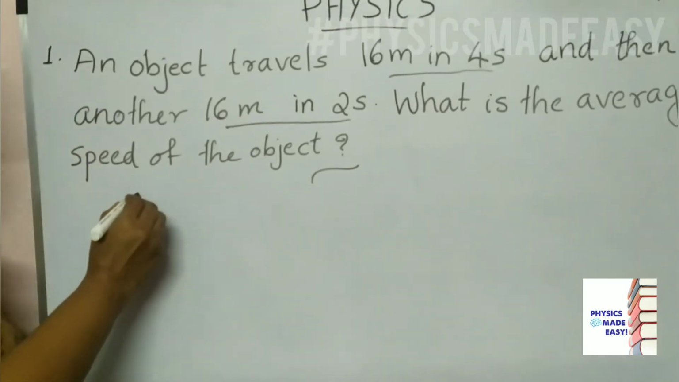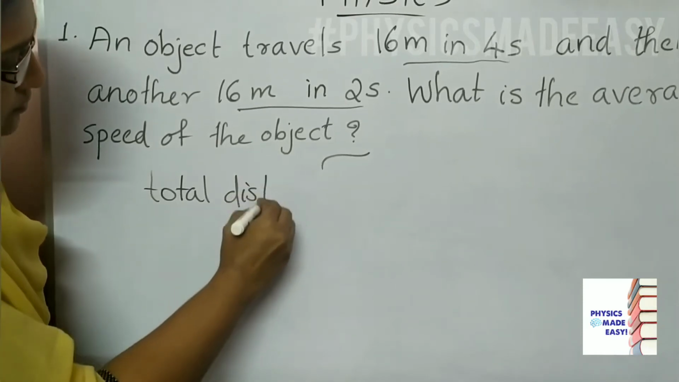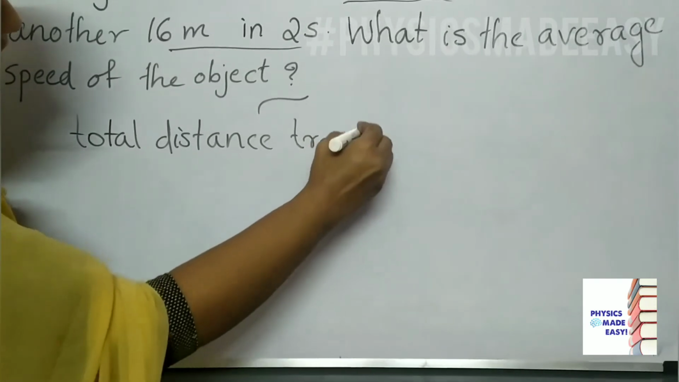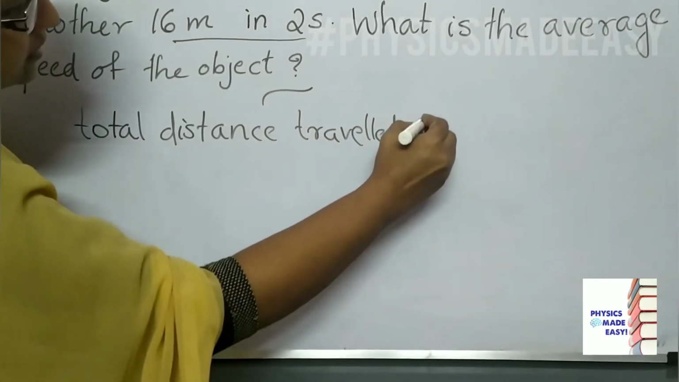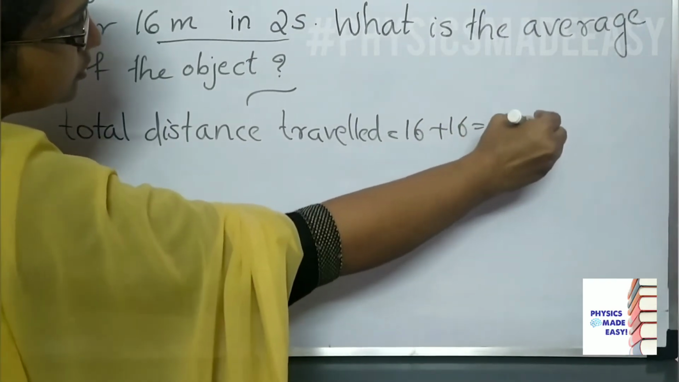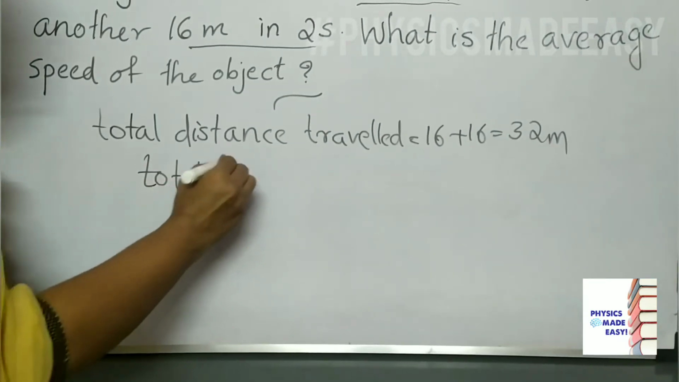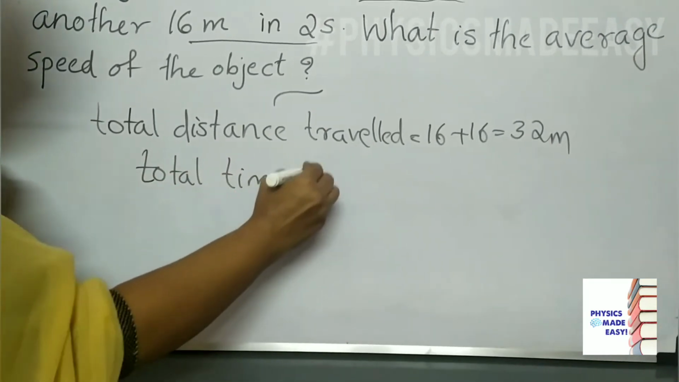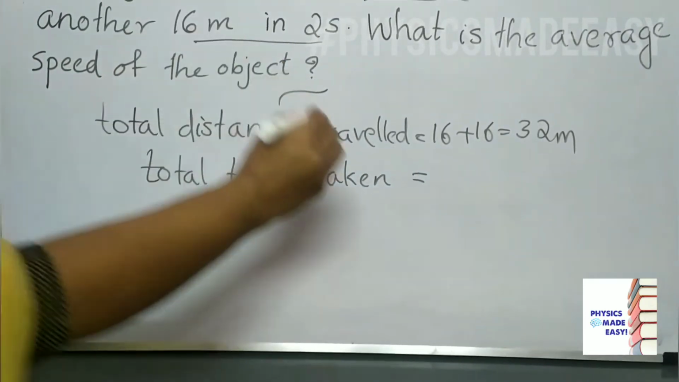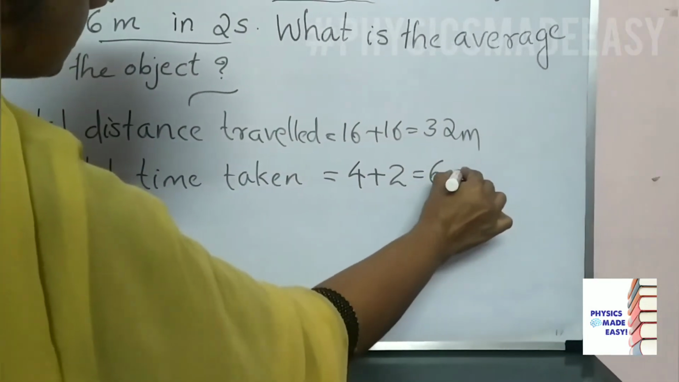Here you can see the total distance travelled. Total distance travelled is equal to 16 plus 16, equal to 32 meters. Then what is the total time taken? Total time taken is equal to 4 seconds plus 2 seconds, 4 plus 2, total 6 seconds.